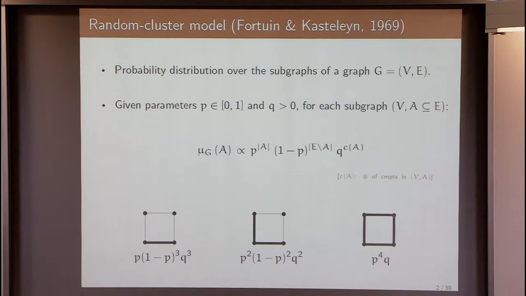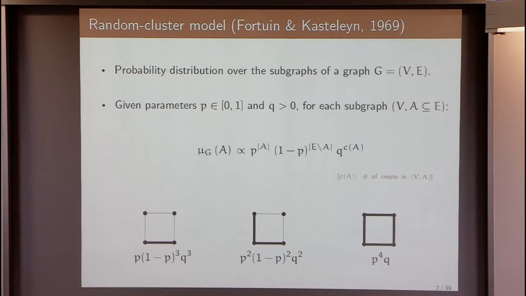weight. And the weight is given by this expression here, where you have a P factor for each edge in the configuration, a 1 minus P factor for each edge that is not in the configuration, and then a Q factor for each connected component. So here C of A is the number of connected components of the induced subgraph BA.